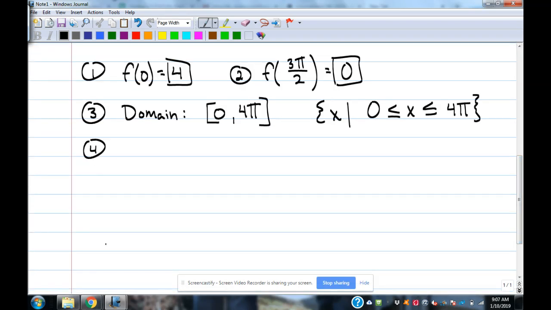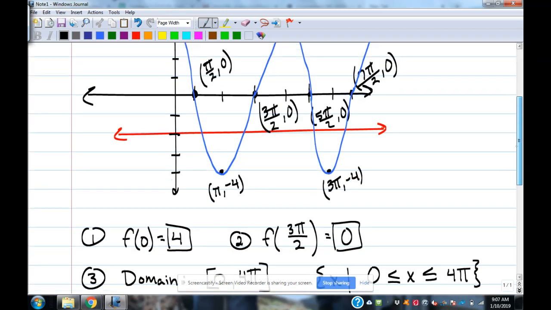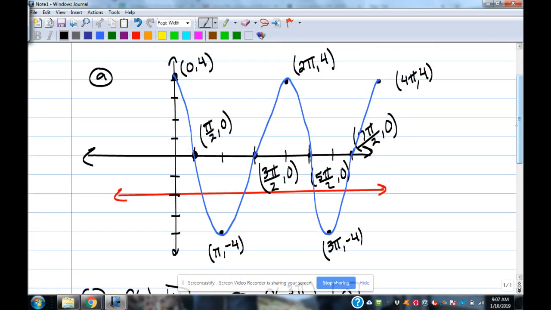All right. Fourth question, let's talk about the range. We didn't talk about this much yet in the first section. So what's range? The y values, absolutely. So y values up and down. Same idea, it's just up and down instead of side to side. So what's our lowest y value?